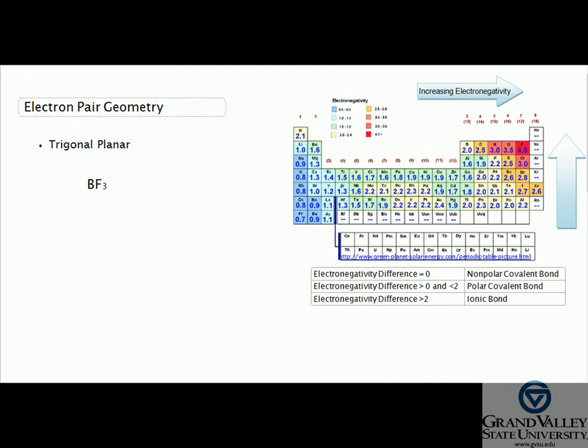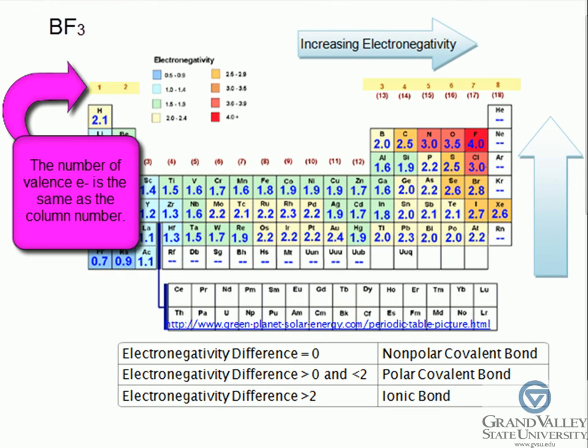To determine the electron pair geometry and molecular shape of BF3, begin by drawing a Lewis diagram. Refer to the periodic table of elements to find the number of valence electrons in each atom. This molecule has a total of 24 valence electrons, 3 electrons from boron and 7 electrons from each fluorine atom.